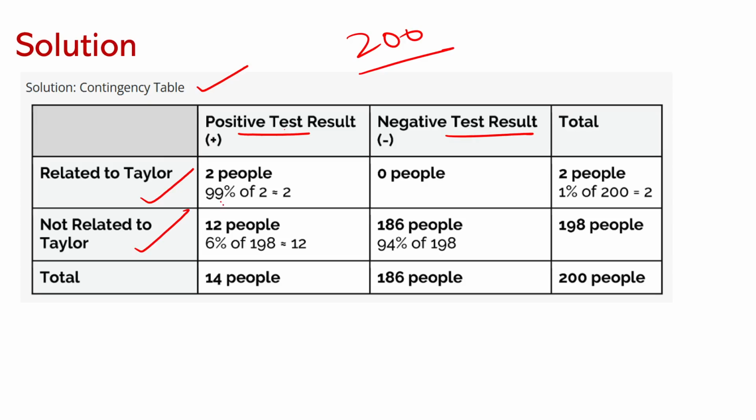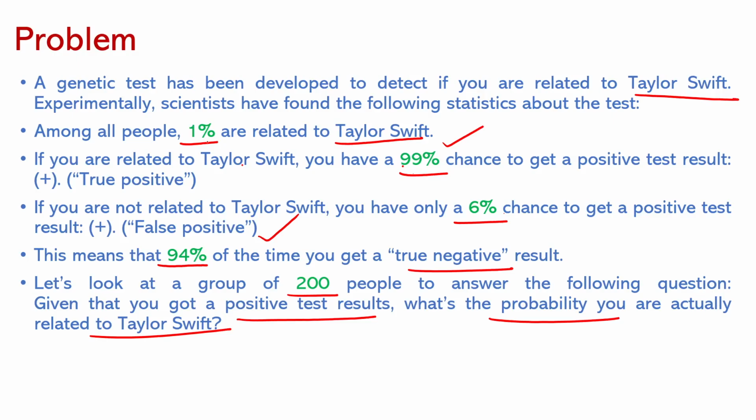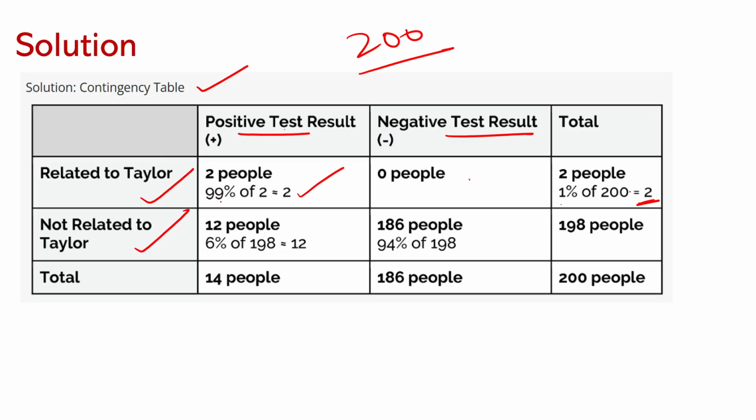99% of 2 is just about 2. Next, negative is obviously 0. So the total is 2 people, 1% of 200, that is 2. Why is it 1%? See, 1% are related to Taylor Swift. Among all people, 1% is related to Taylor Swift.